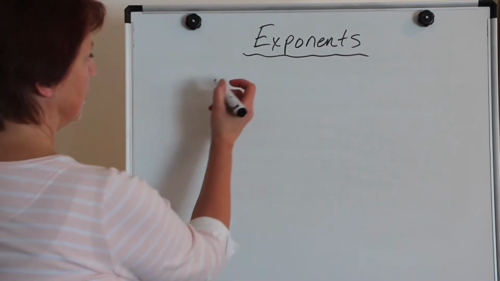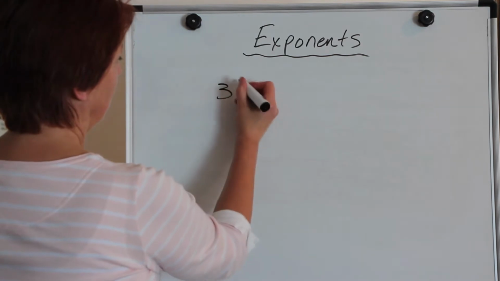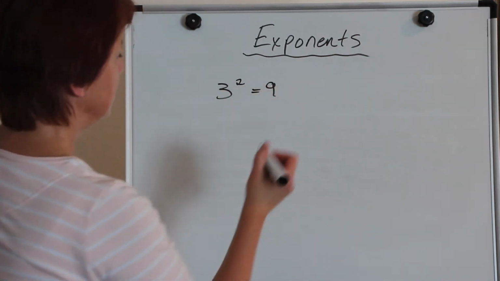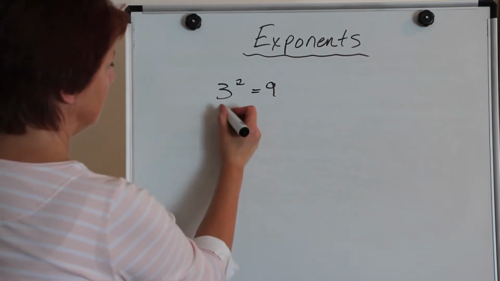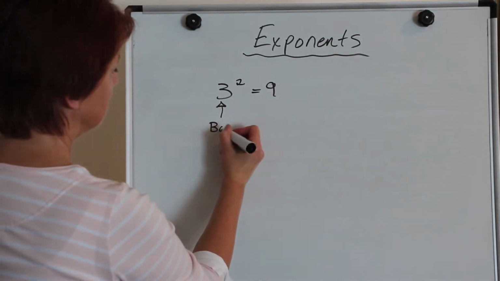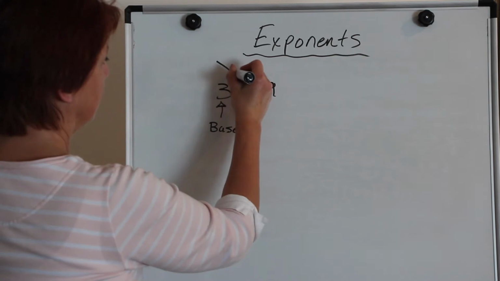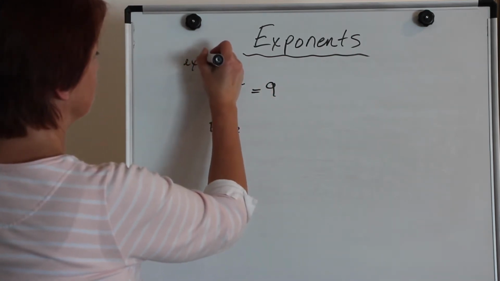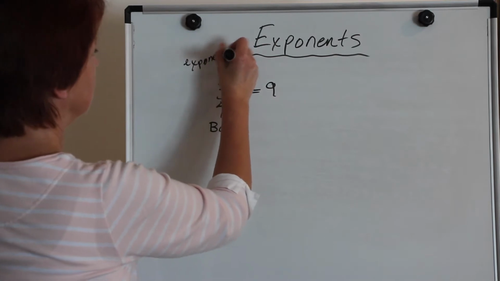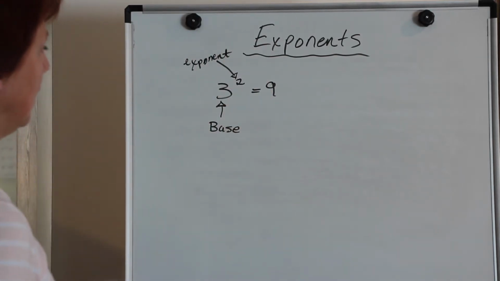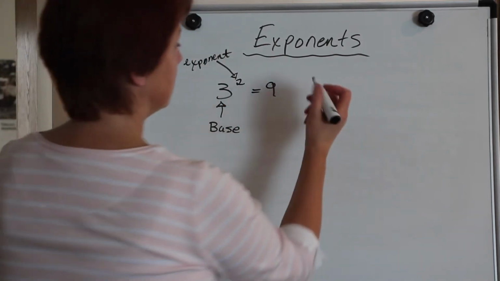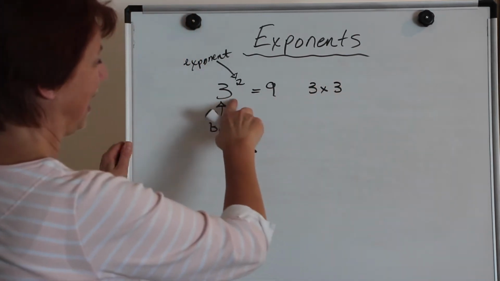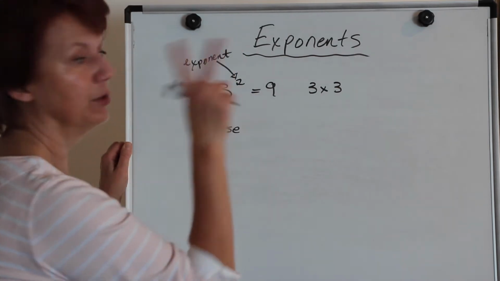First of all, some terminology. So what is that equal to? Well, it's equal to 9, okay? So what's happening here is we have this thing here which is called the base. And this number here, I know most of you know this already, but just so that we're clear on the terminology, that's your exponent. Okay, what this means is simply 3 times 3. Okay, 3 times this base times itself 2 times.